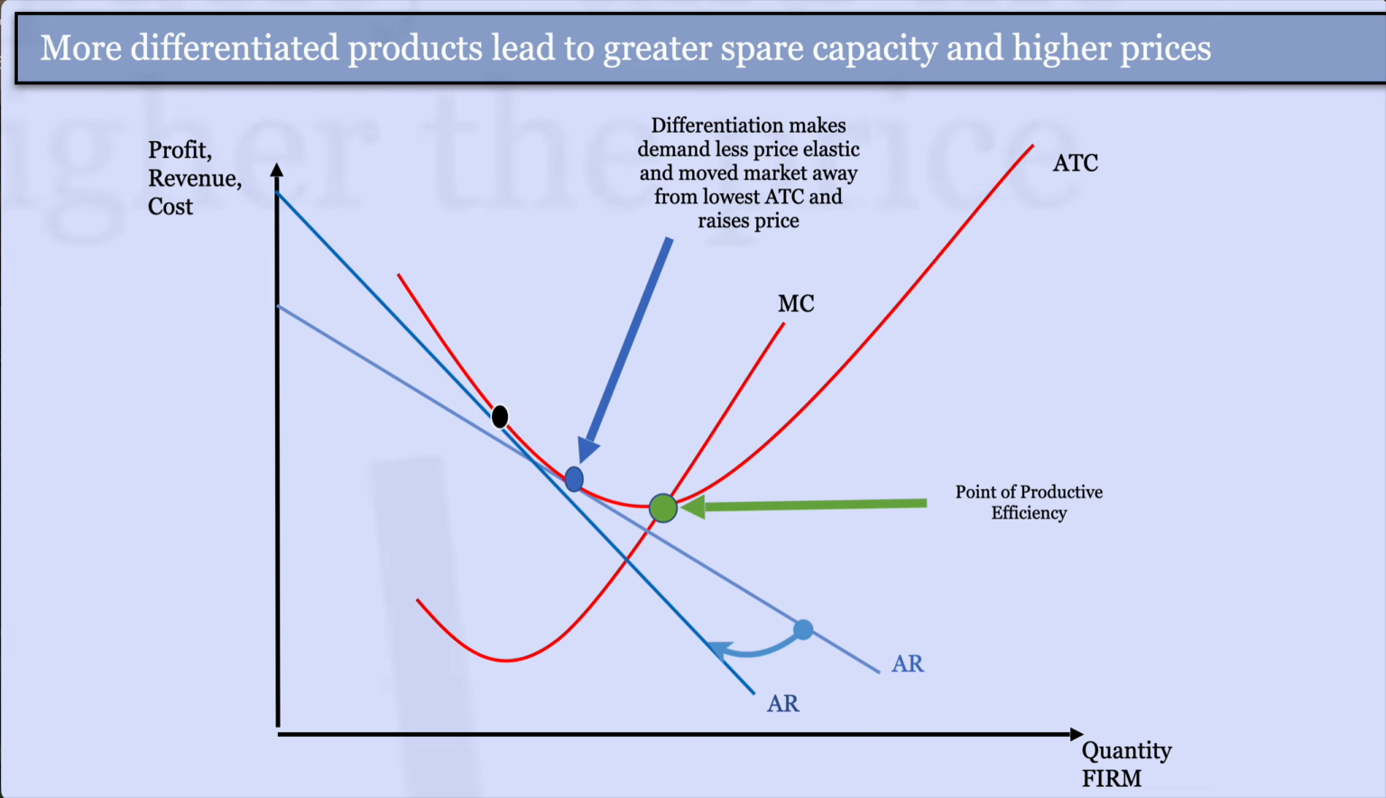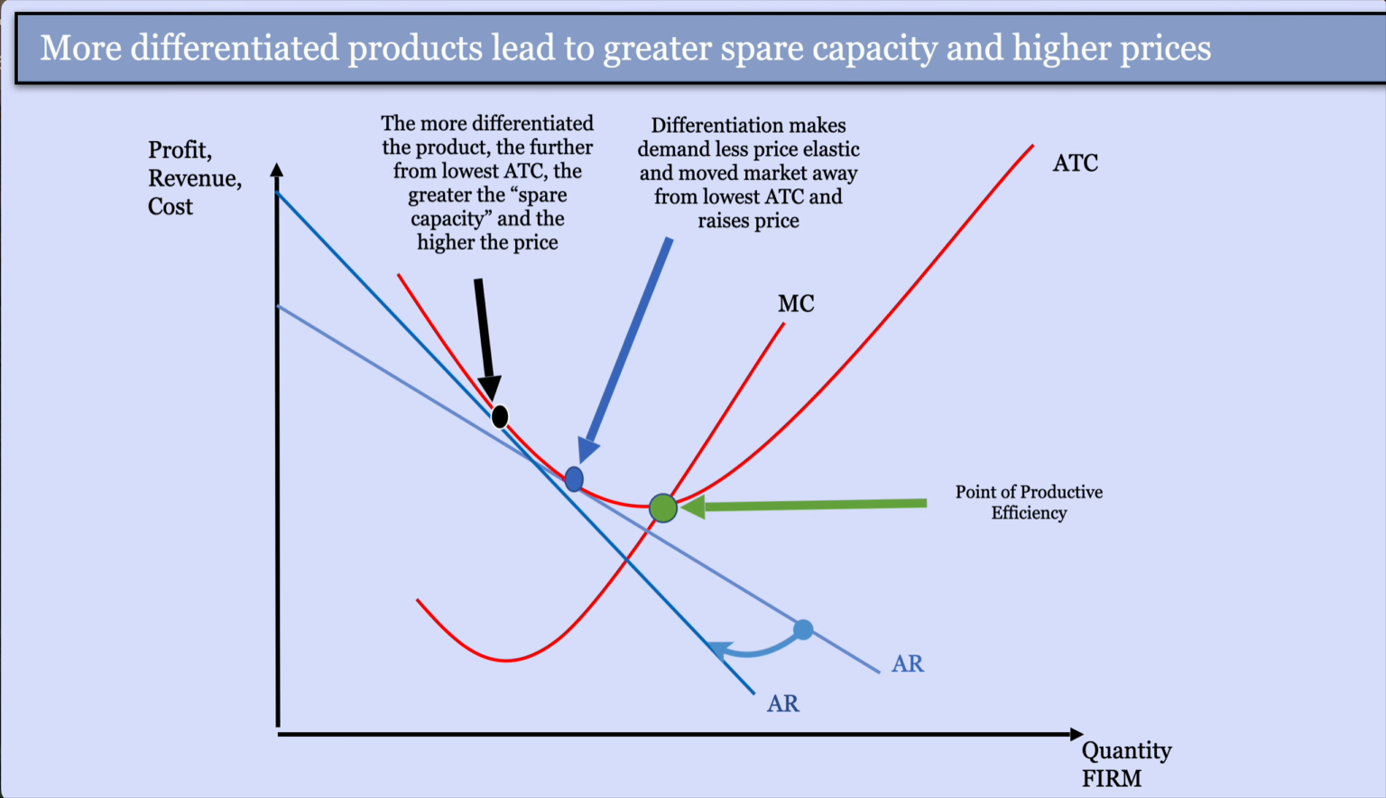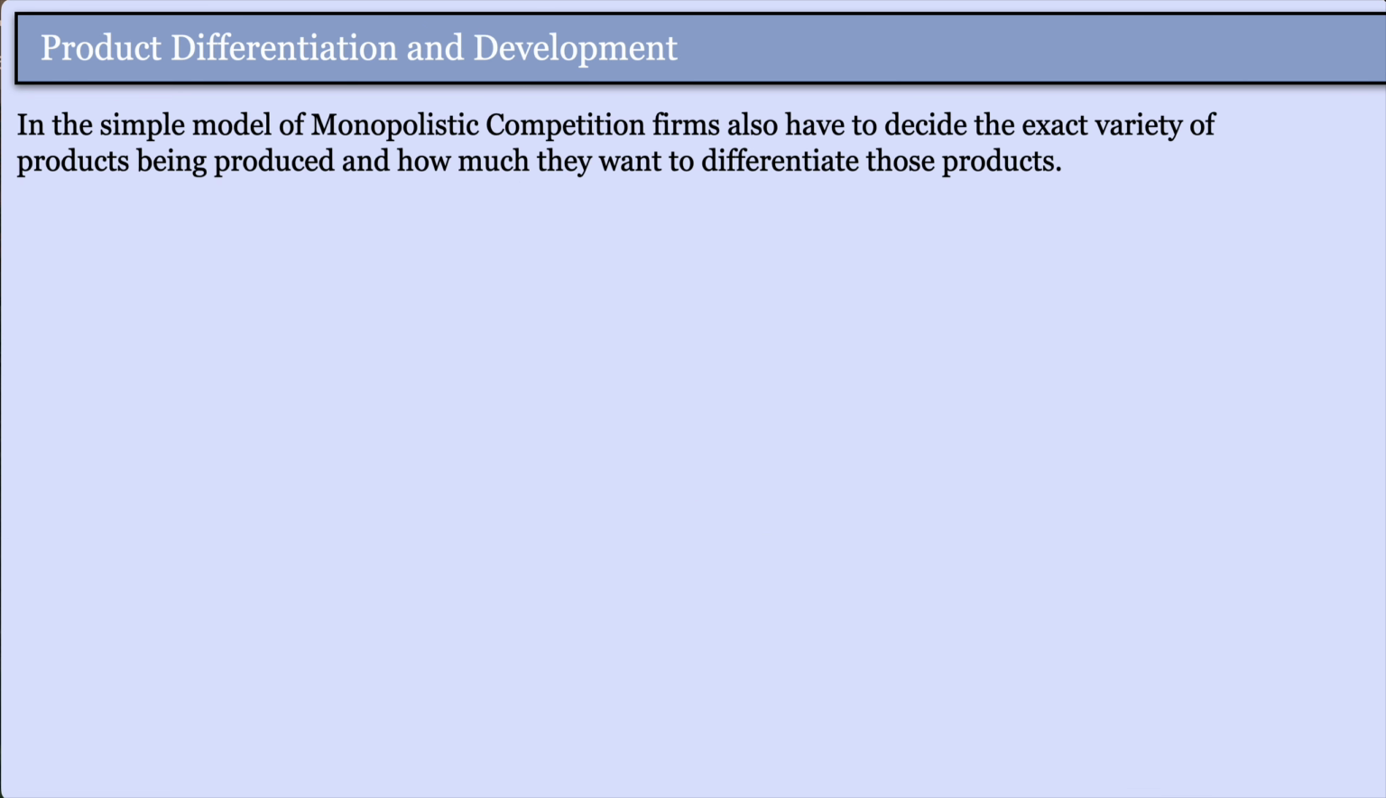So I'll put it in for you. The more differentiated the product is, the further you go away from the lowest ATC, the greater the spare capacity, and the higher the price. So from the consumer's point of view, they're paying for a more differentiated product, if you like. So you have to decide then the variety of the products and how much they want to differentiate.